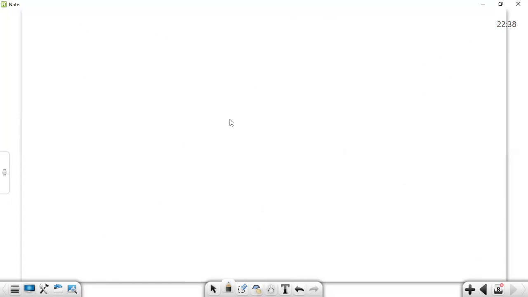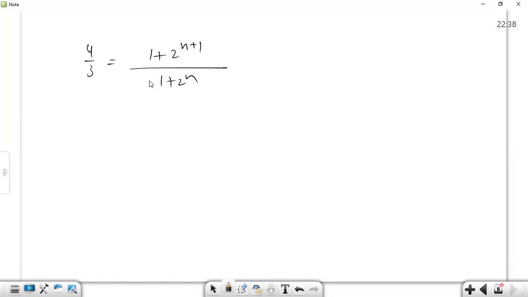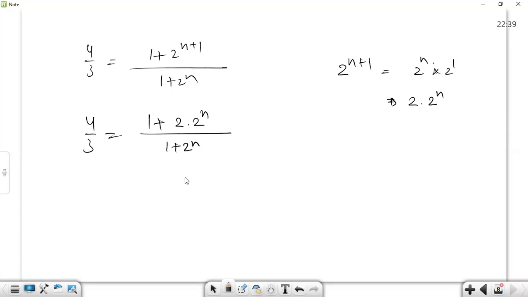So let's take it to the next page. 4 by 3 is equal to 1 plus 2 raised to power n plus 1, divided by 1 plus 2 raised to power n. Yes, we have written it correctly. Now let's try to solve it. We may write 2 raised to power n plus 1 as 2 raised to power n multiplied by 2 raised to power 1. So this can be written as 2 into 2 raised to power n. So 1 plus 2 into 2 raised to power n, on 1 plus 2 raised to power n.